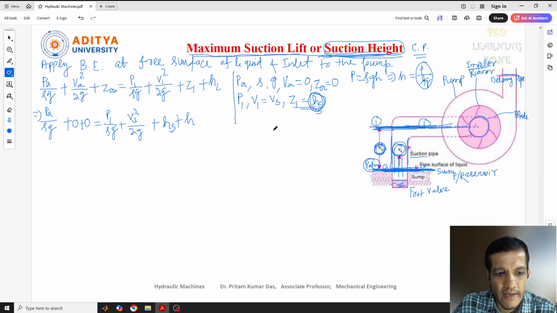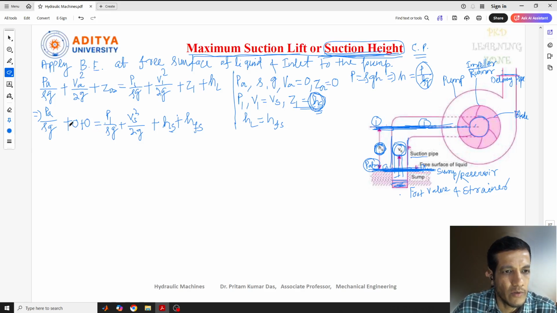HL is the head loss, the loss of head at the foot valve. Here you see the loss of head at the foot valve, and the foot valve and strainer are both there at the suction pipe. This HL we can also write as HFS, football and strainer. Both are present here. So some losses will be there when the liquid flows between this, and we can write it in this way.